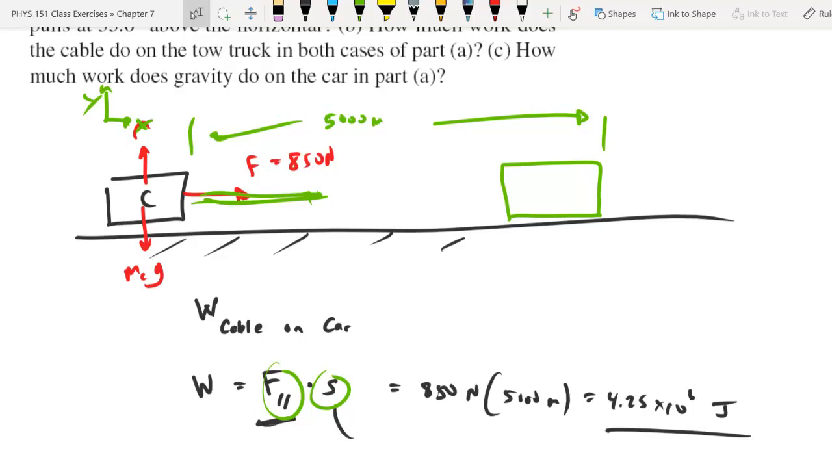There's also a question of what is the work done? And by the way, this is the cable on the car. Note here in my coordinate system with a positive x to the right, I had a positive 850 and a positive 5,000. So I got a positive work done by the cable on the car. What we've seen from the work energy theorem lecture and whatnot, that's going to lead to an increase in energy in the car, right? Because the cable is doing positive work on it. But that's not what this question is asking.